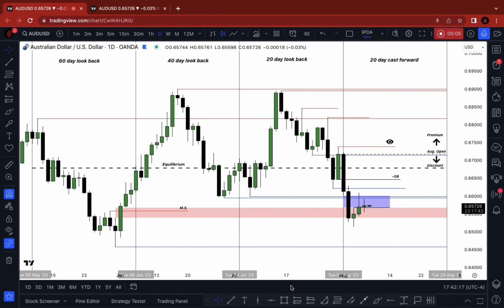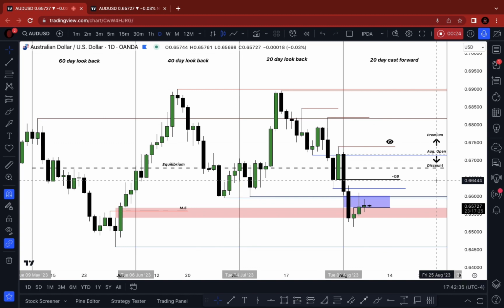This is your daily update on Australian dollar versus the US dollar. And as of right now, we're still below the opening price of the month for Australian dollar versus US dollar. So we're in a discount. High probability buy scenarios are most likely going to unfold.